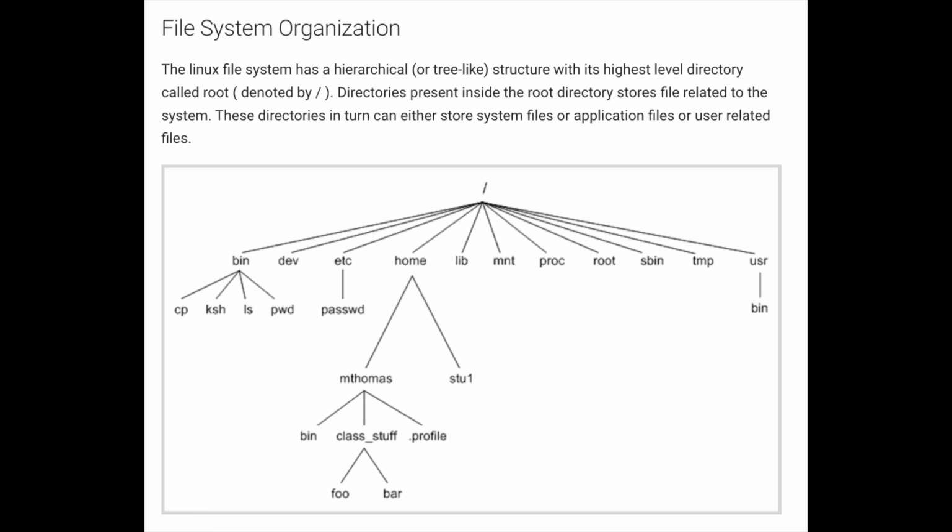/proc consists of files related to running processes. The /root directory consists of the user files for the root user. The /sbin directory consists of files related to system administration. /tmp, or the temporary directory, is used to store temporary files. And /usr is used to store application programs in the system.